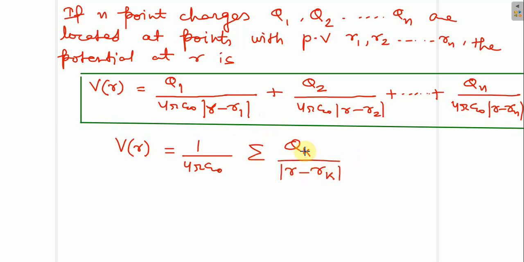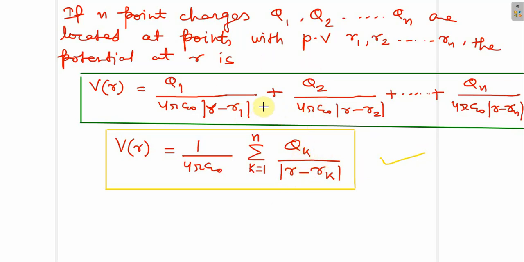In this case k varies from 1 to n. So we will write 1 to n. So this is the other way of representing the potential for a system of n point charges. So I think the potential is clear with these expressions.